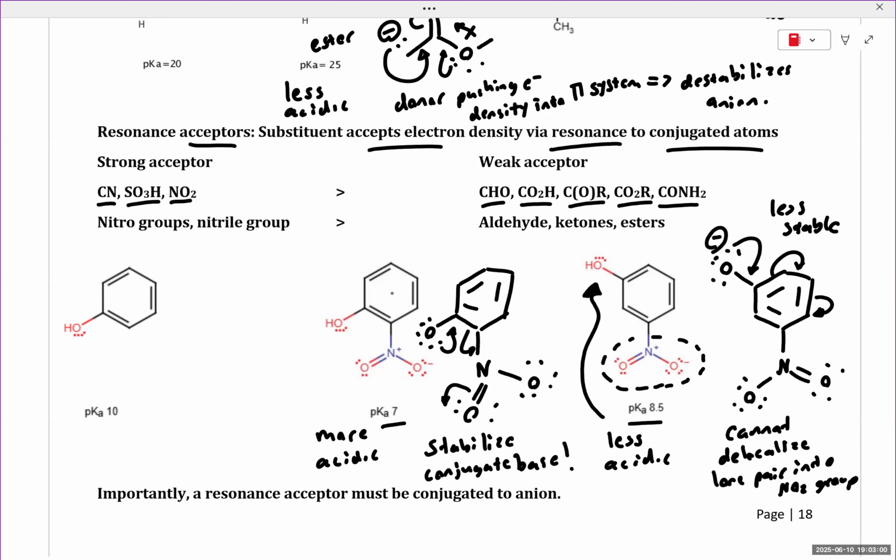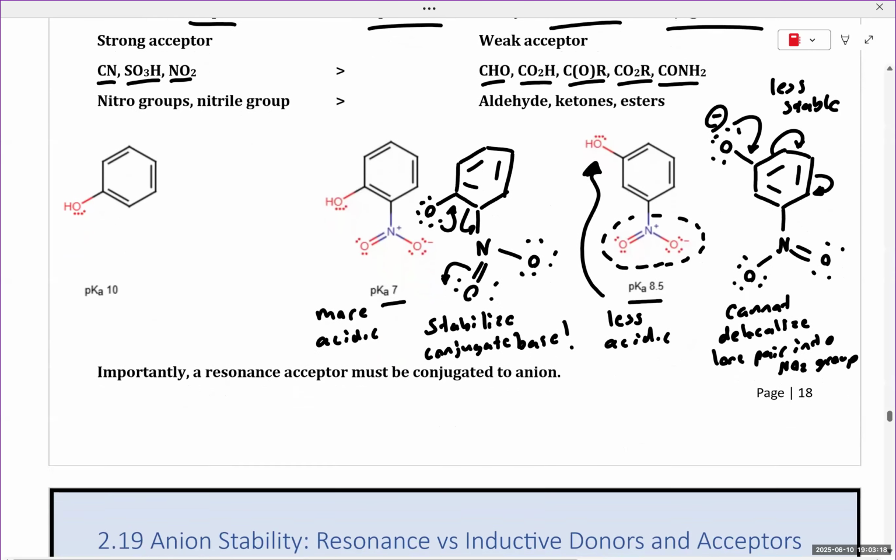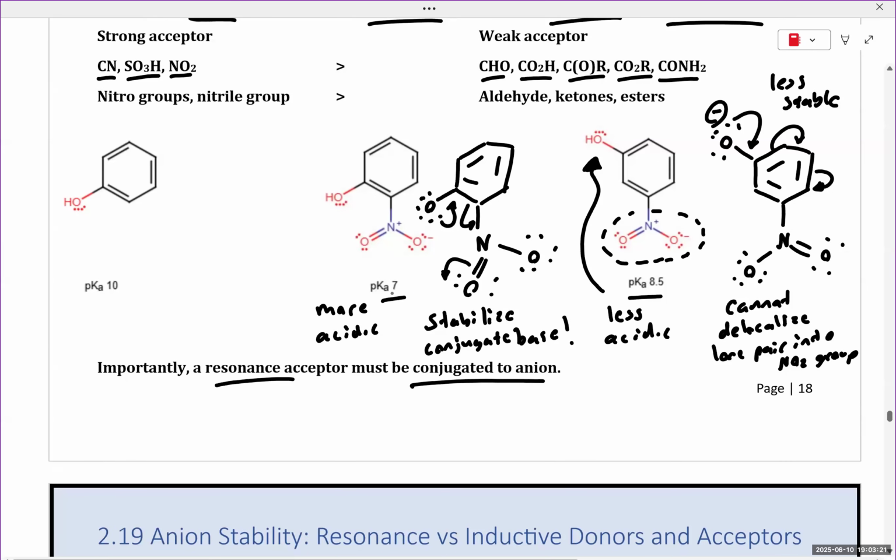So when you talk about resonance donors and acceptors, you really have to draw out the conjugate base and check to make sure the resonance acceptor can actually function as a resonance acceptor. It has to be conjugated to the conjugate base lone pair in question. Again, a resonance acceptor must be conjugated to the anion in order to function and have an effect on pKa.